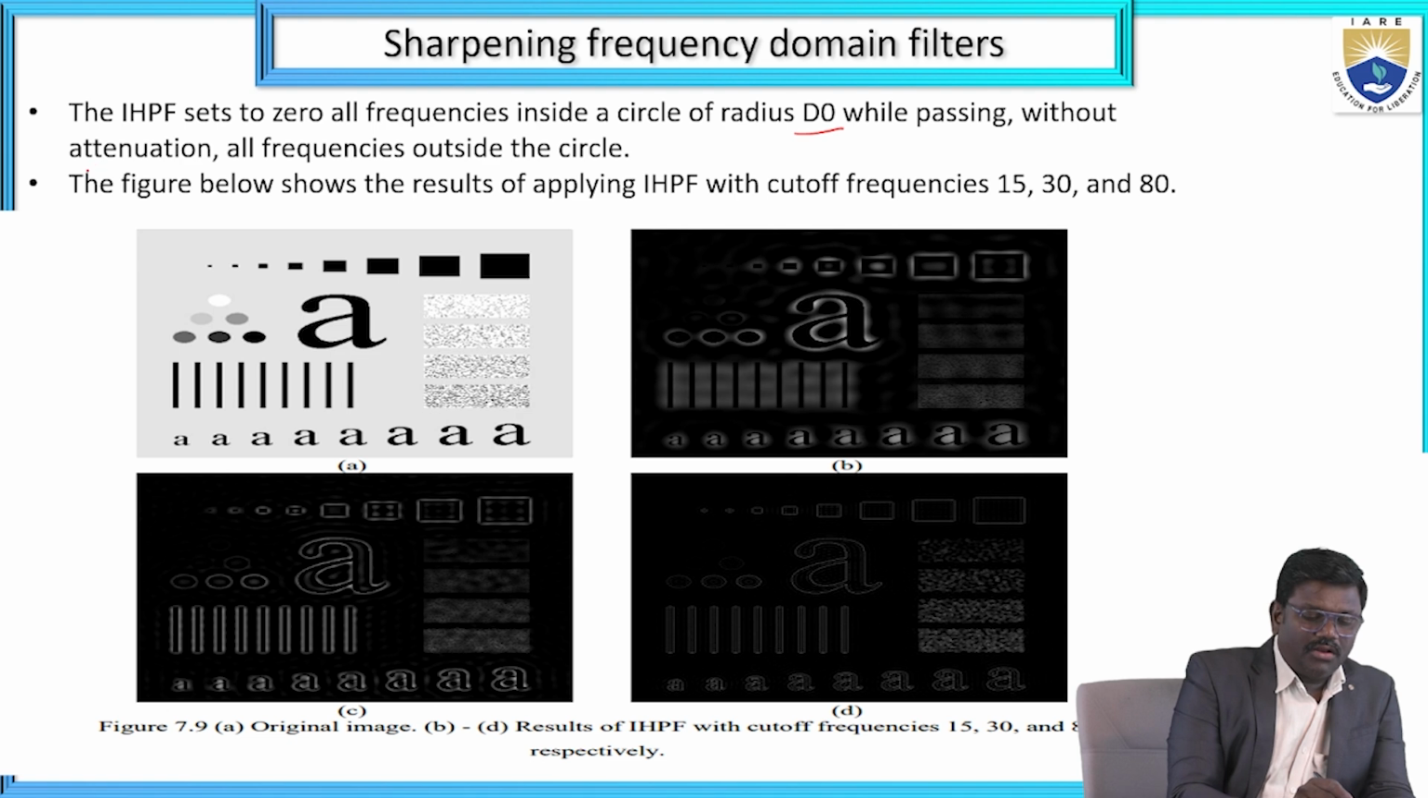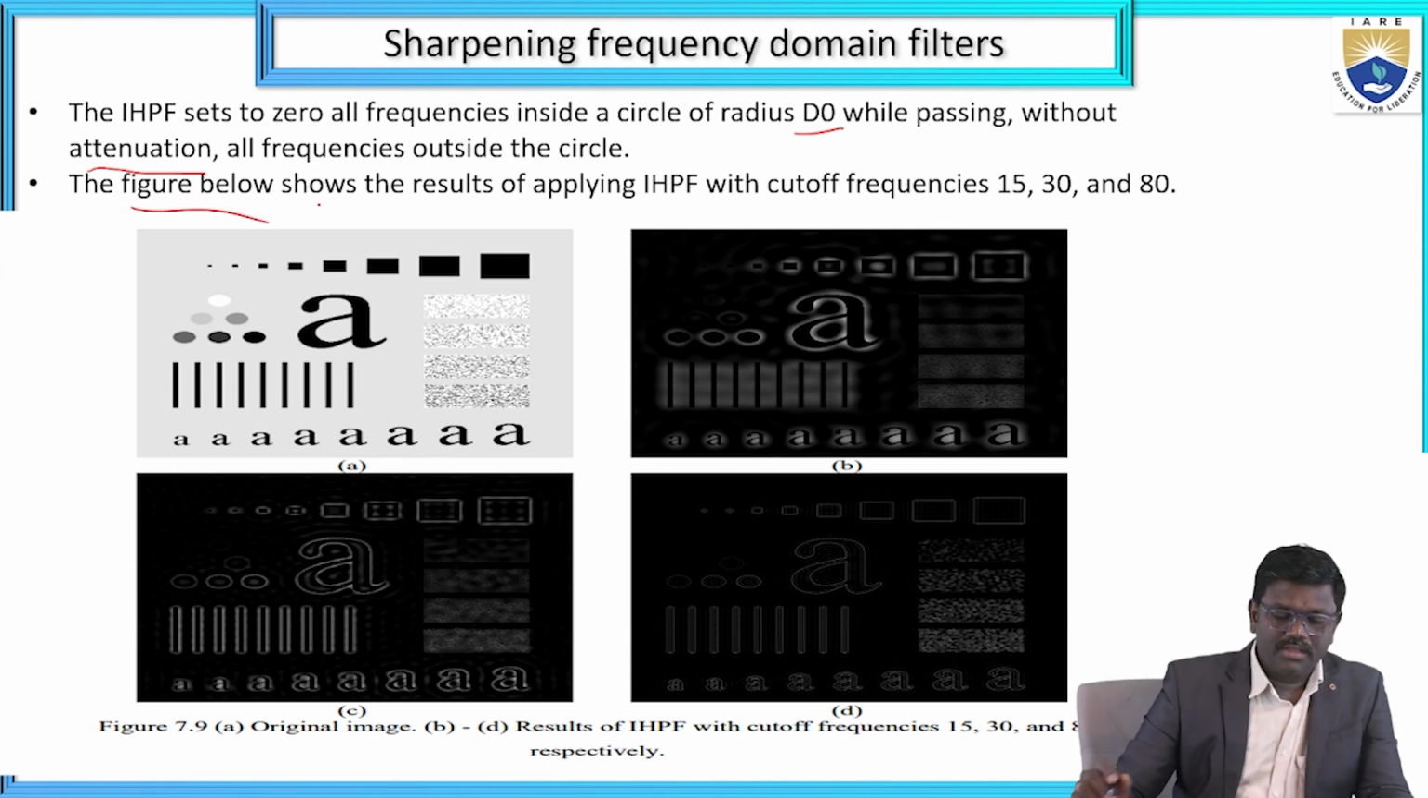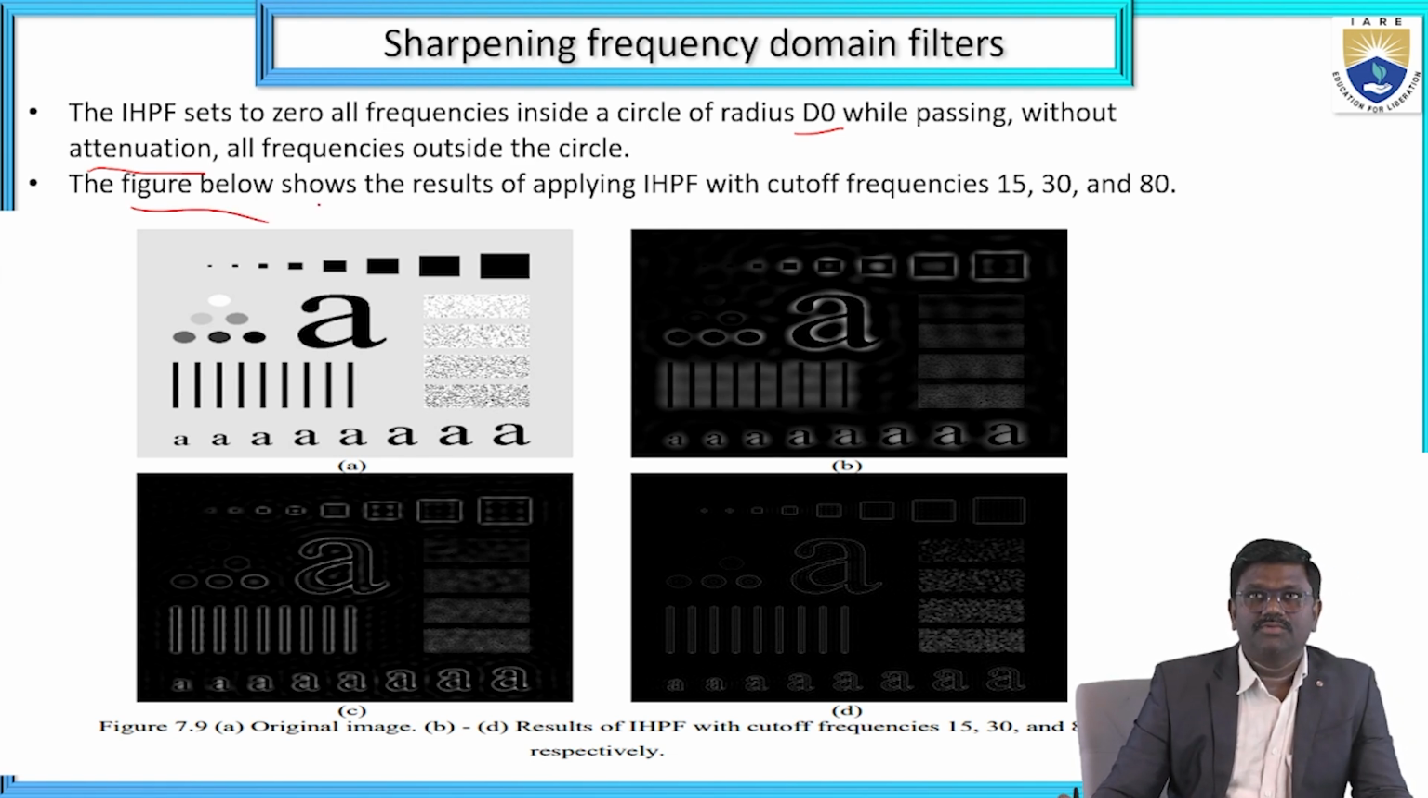Attenuation also we need to concentrate on for the frequency value, which can vary in terms of angular frequency, but it is not concentrated here where we want to sharpen. By seeing the figures below, applying IHPF with cutoff frequencies of 15, 30 and 80 values, we can understand the original image and the resultant of IHPF with those cutoff frequencies.